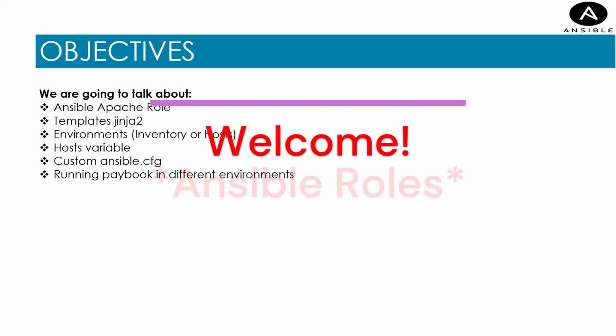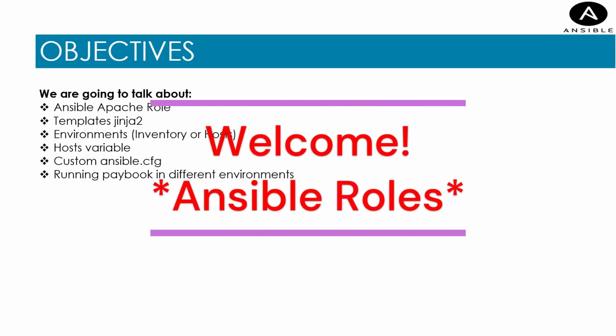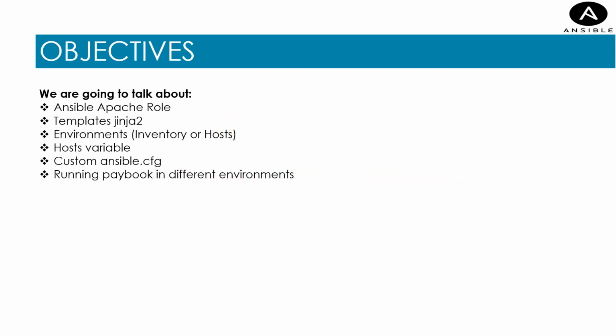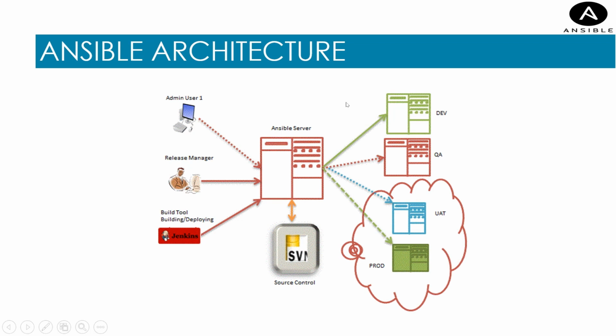Ansible Apache role, template Jinja 2, environments by the host file or inventory, for development, QA or all together combined, and host variables, custom ansible.cfg file, and running the playbook in different environments. So these architectures we talked about in the architecture sections and in a few other lectures as well.